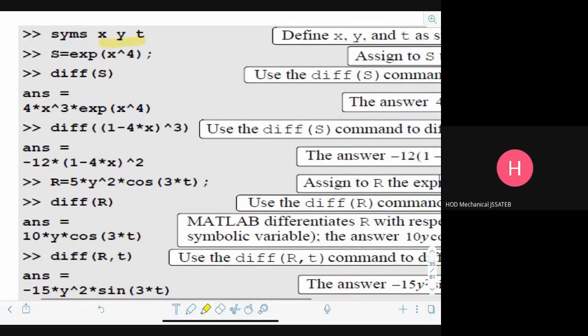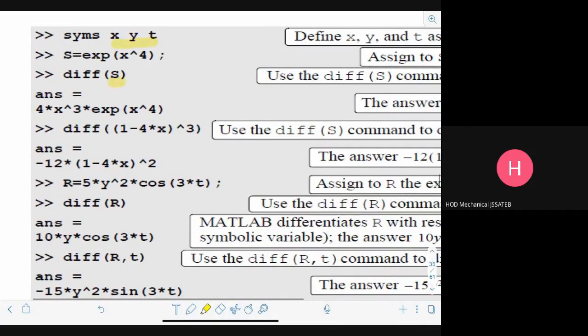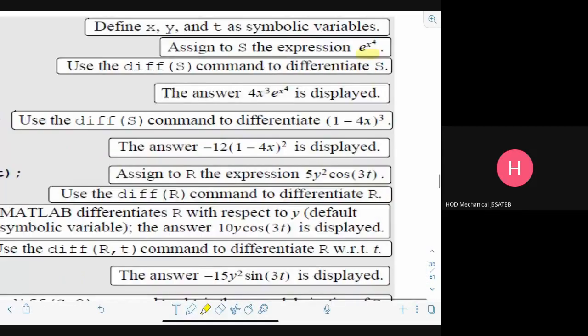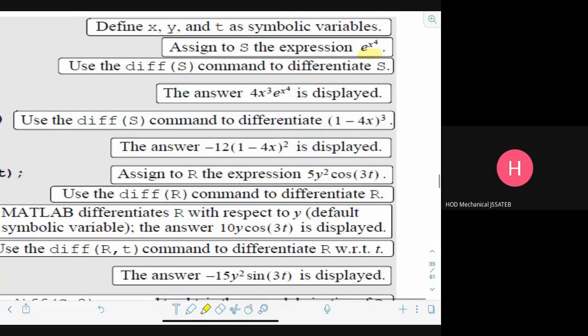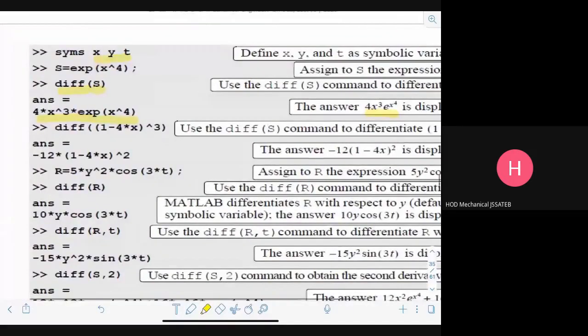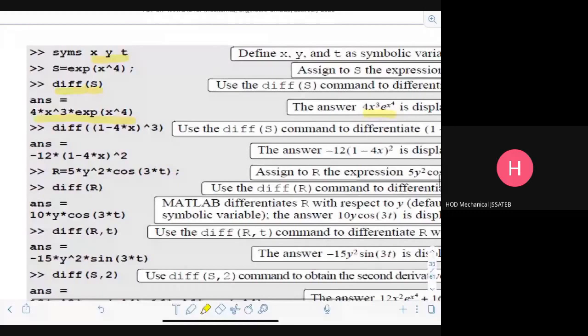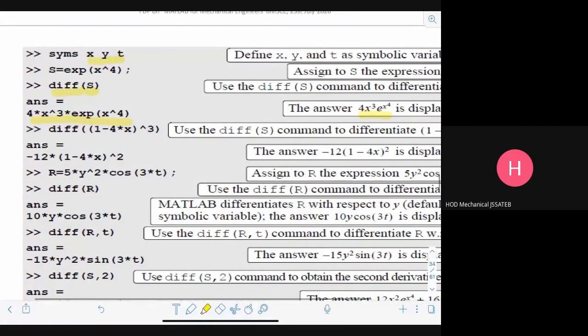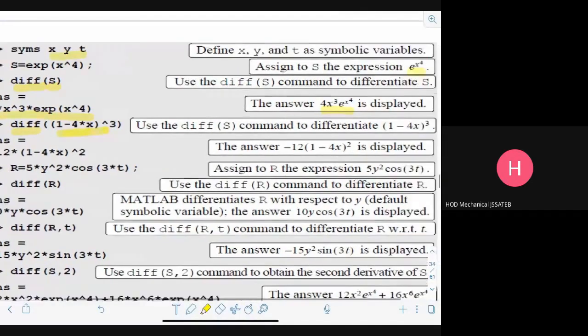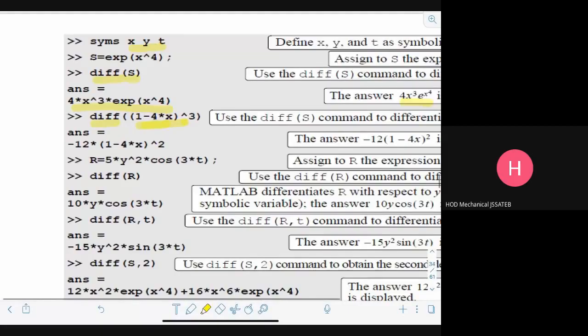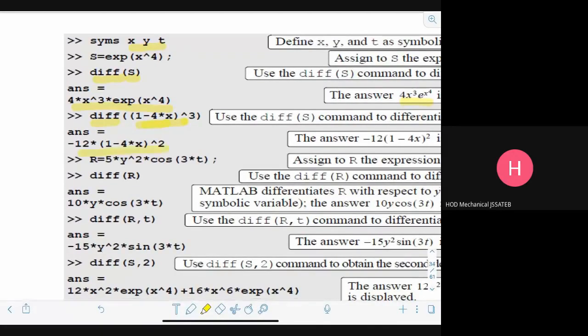When you say differentiation of s, diff of s, automatically you will get the solution here, and that is this particular part. The answer is 4x cubed into e to the power of x to the power of 4. That's how you can differentiate it. And you can also directly write those expressions here and say differentiate this particular expression, which is 1 minus 4x cubed, and when you differentiate, you get this answer. Or you can give a differentiation of this.